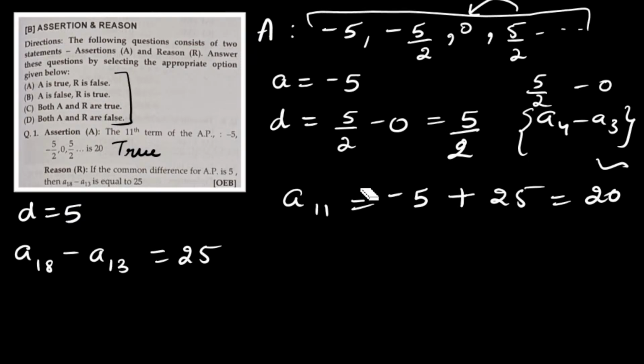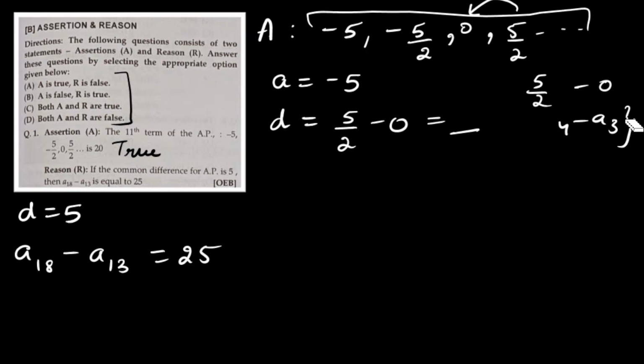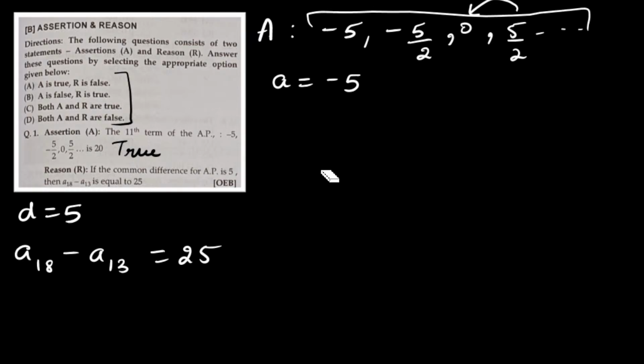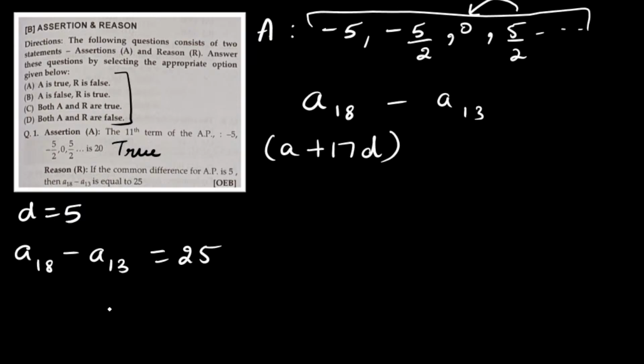So this also we can check by using the standard formula. A18 you can directly write using this formula: A18 is A plus 17D, minus A13, which will become A plus 12D. So we have to see how I got A18.